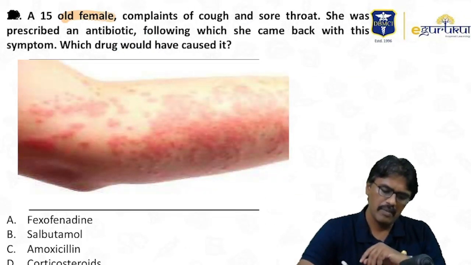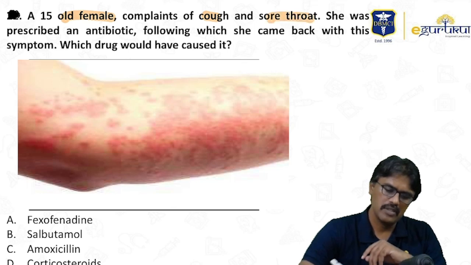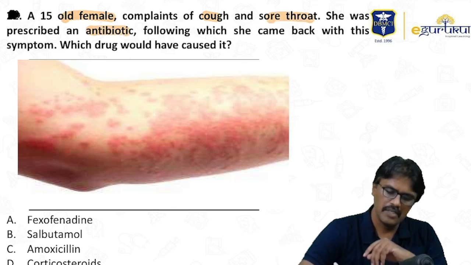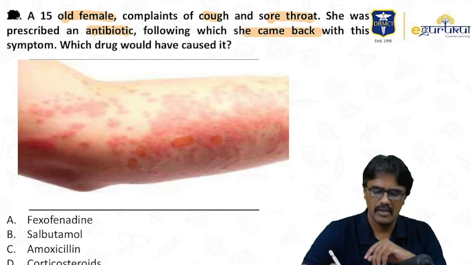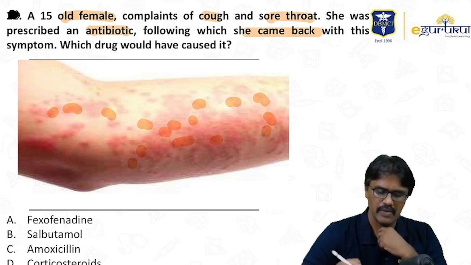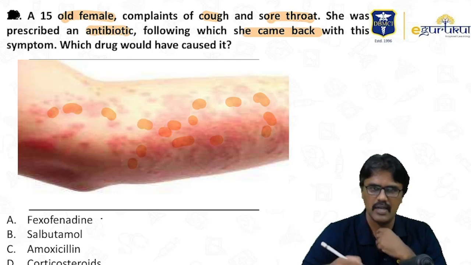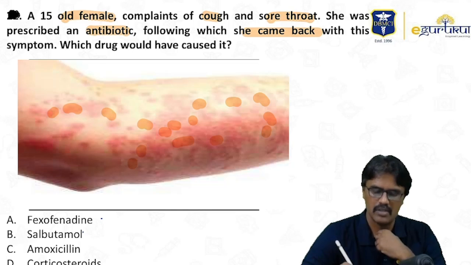A 15-year-old female complains of cough, sore throat. She was prescribed an antibiotic, following which she came back with this symptom. If you see this hand, you can see the rashes, and it is nothing but allergy. So which drug can cause allergy? Fexofenadine is an antihistamine. It will not cause allergy. Salbutamol is a beta agonist.